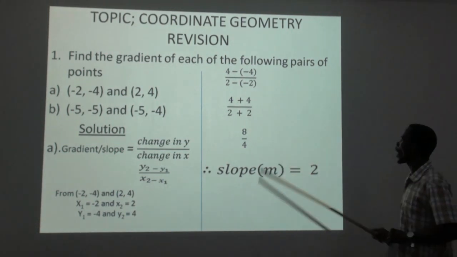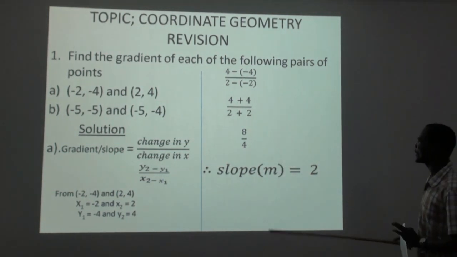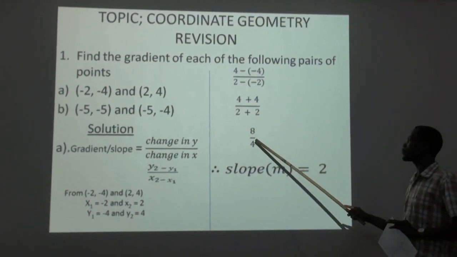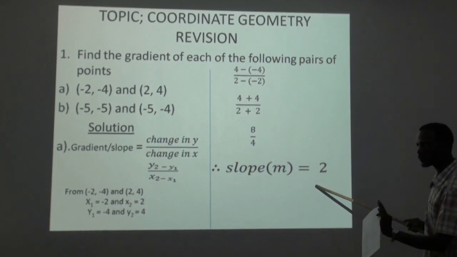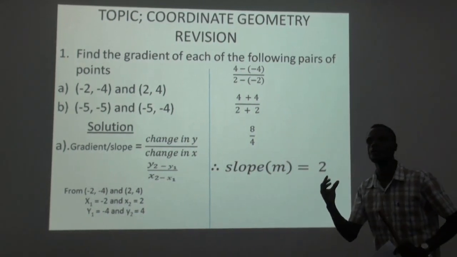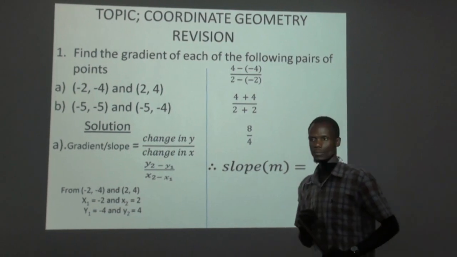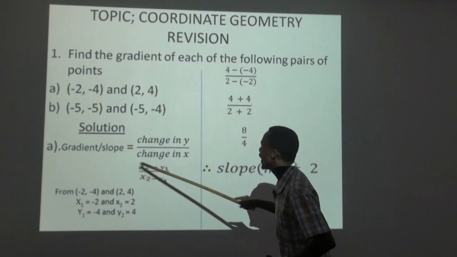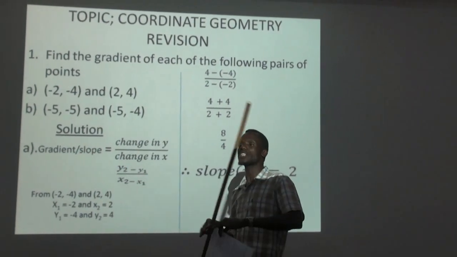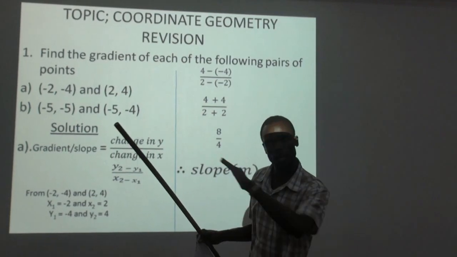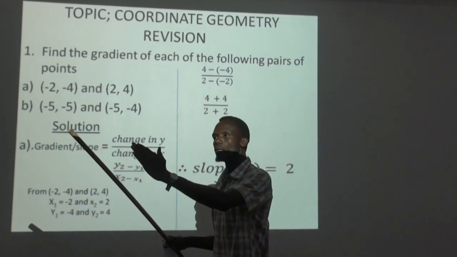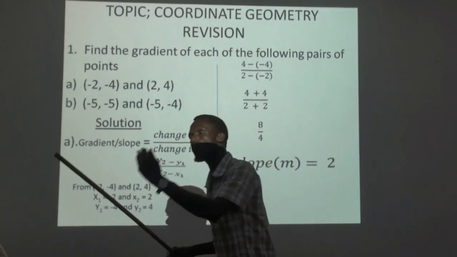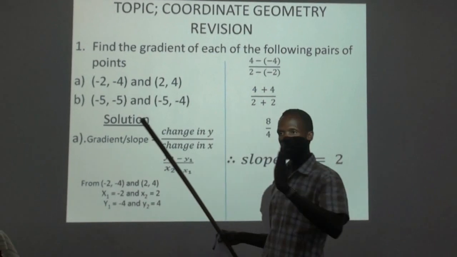And that's why we can conclude that the slope now is equal to 2, because 8 divided by 4 is equal to 2. That is how we find the slope of a straight line. Do you understand? This is a very important formula to understand. Gradient is obtained by taking the change in y over change in x. Now, y2 minus y1, that is change in y. And x2 minus x1, that is change in x.